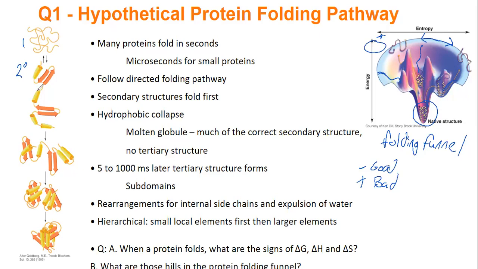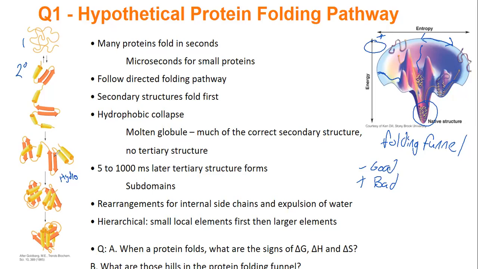During that, you'll have your hydrophobic collapse, where all your hydrophobic amino acids will be pushed towards the center. And you're going to form what's called a molten globule. That is, your protein will have a hydrophobic core. Your protein will have alpha helixes and beta sheets, but you don't have your overall 3D structure yet.